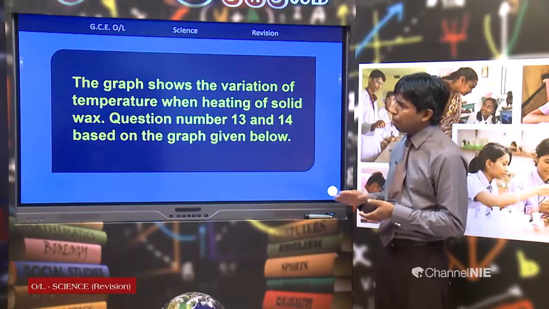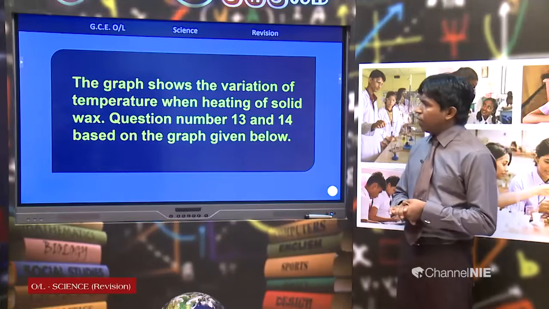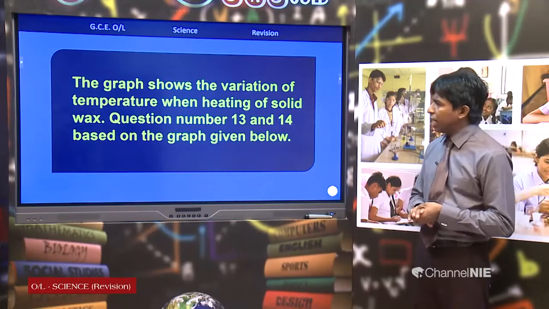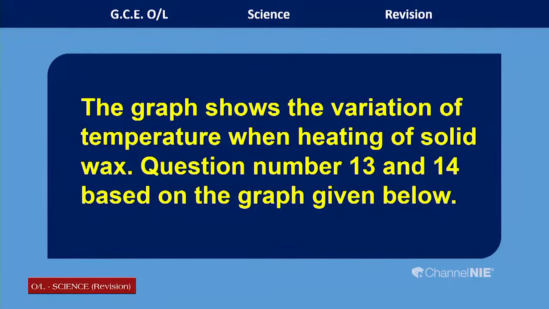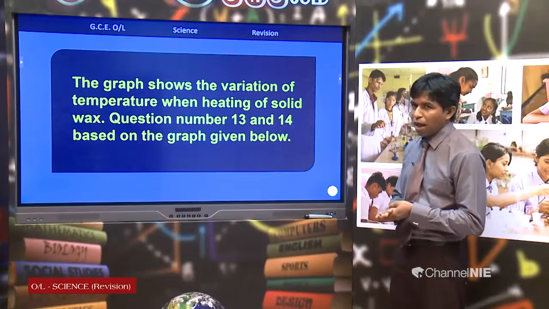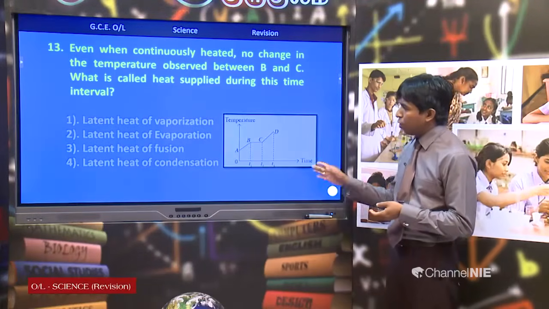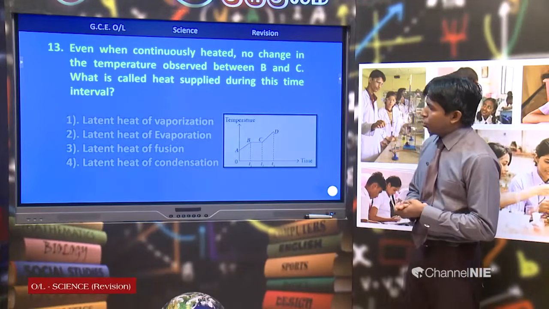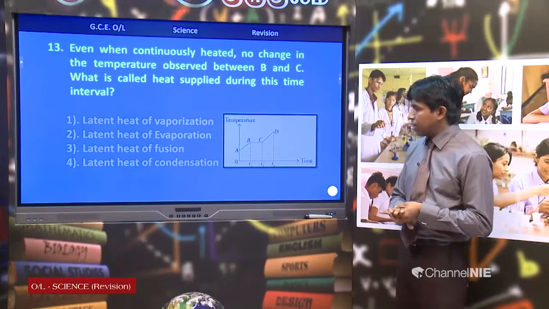Question number 13: the graph shows the variation of the temperature when heating a solid wax. Both question number 13 and 14 are based on the graph given below. So, let us move on to the next slide. You can see the graph. Sometimes we call it a heating curve. This is the graph for heating solid wax. You can see the y axis is temperature and the x axis is time.